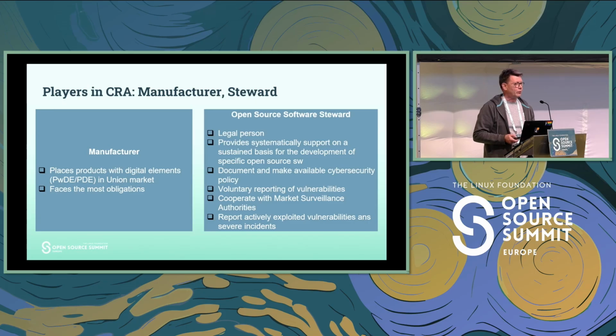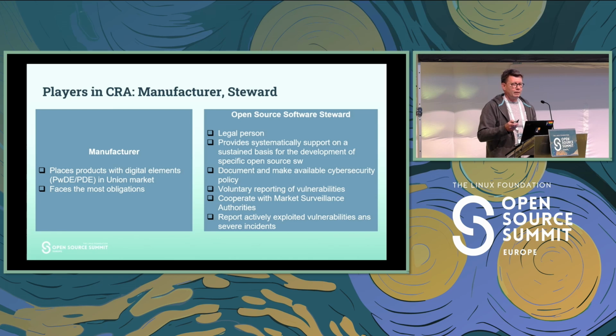But then the open source community took action and was able to start a dialogue with the Commission. So the Commission understood that open source is different from the manufacturer, or needs to be dealt with differently. So there is a list of things: who is an open source software steward and what they need to do. Mostly it's about providing systematic support on a sustained basis. So you're doing it for real, and you're doing it for a longer period of time, not just a few months, but sustained.